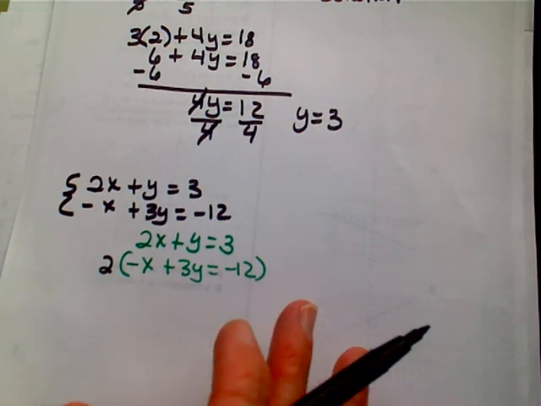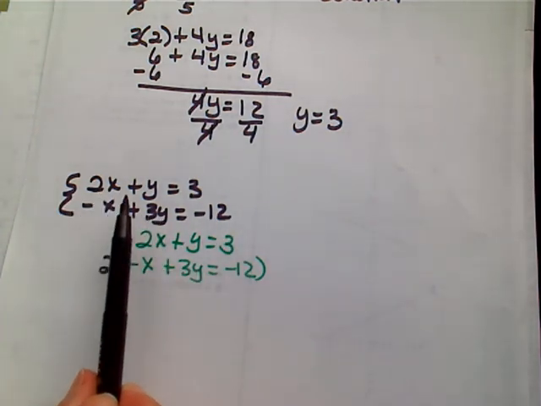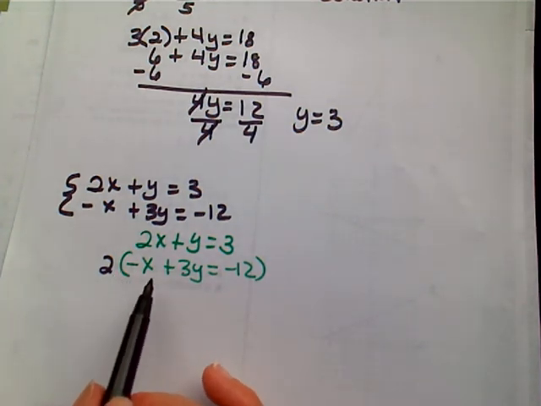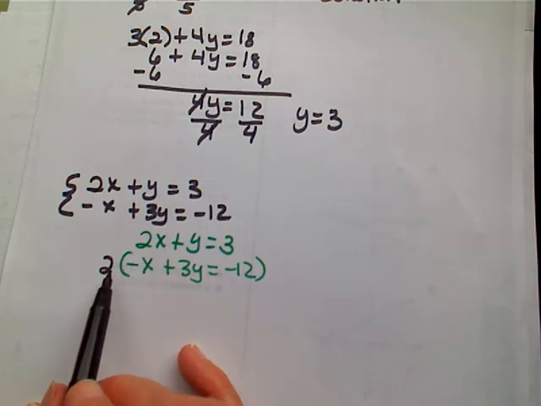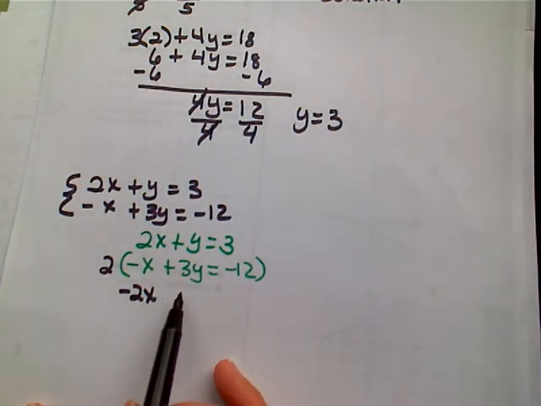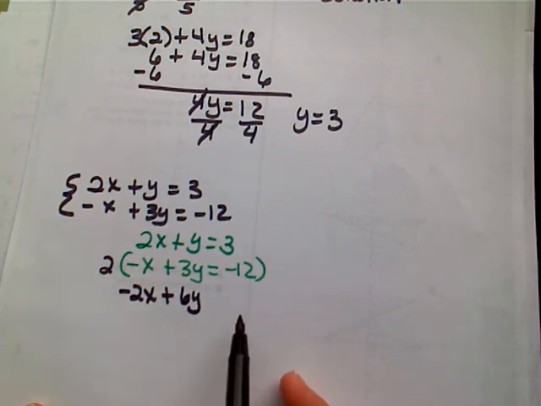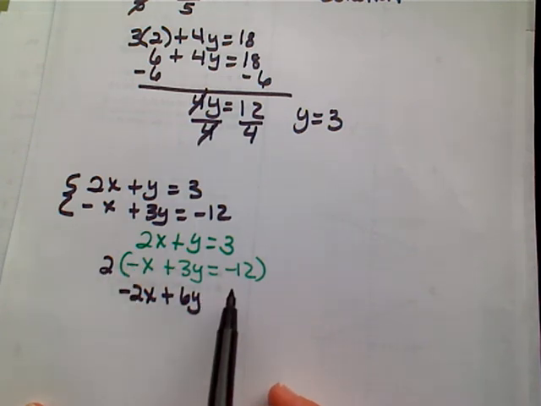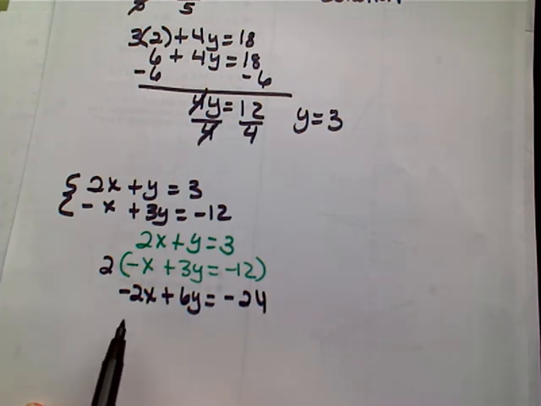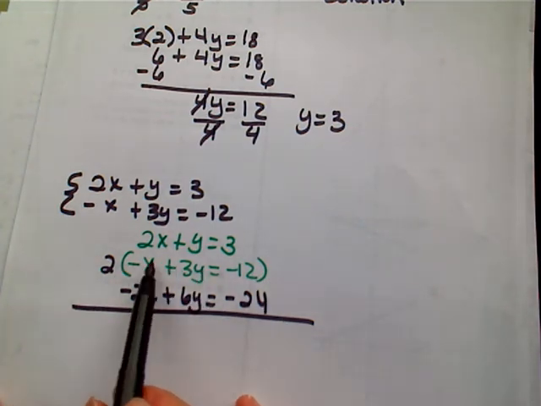And again, I want to back up and make sure that you notice too, they are lined up in standard form. The x plus y plus c. Okay? So now when I distribute this 2, I'm going to have negative 2x. My positive it still makes it positive, and I have a positive 6y. And then my 2 times my negative 12 is going to give me a negative 24.